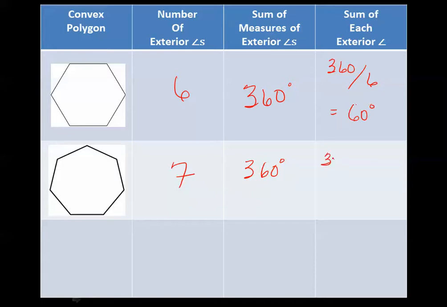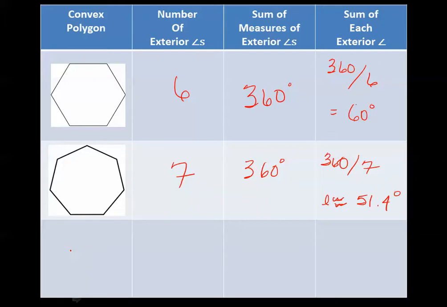I can come down here and I can say 360 divided by 7. And this is going to be my first crazy looking decimal. My exterior angle is going to equal approximately, not an equal sign, you have to approximate, 51.4 degrees for each external angle.